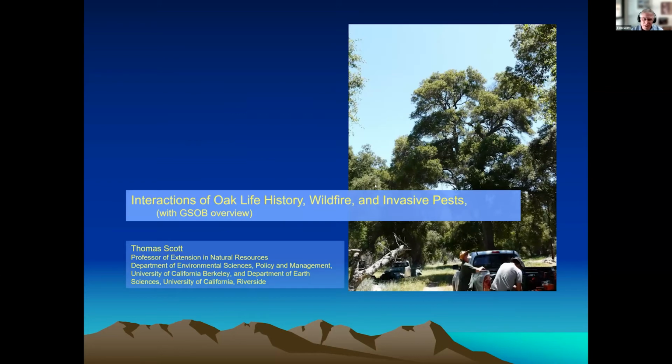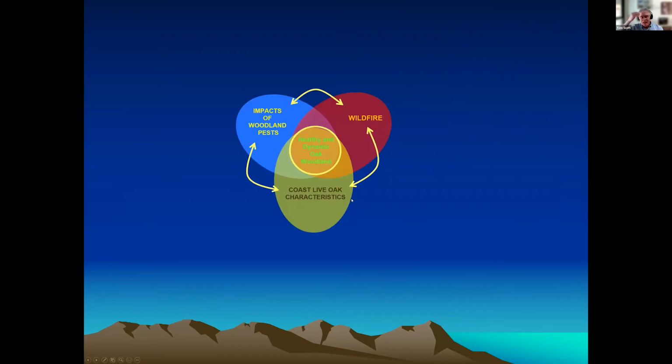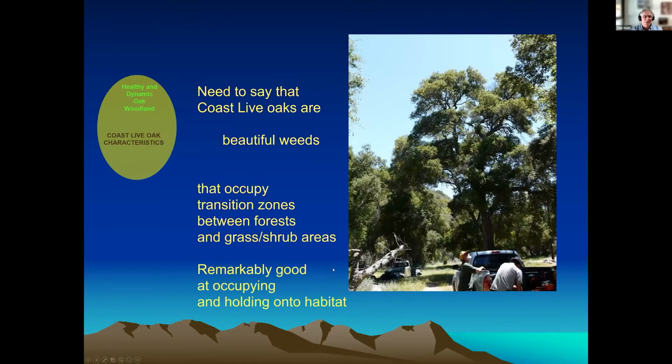Okay, so I'm going to talk today about invasive pests and wildfires, and I can't really do that without talking about oak life history as well. My feeling when I got this assignment was that when you start talking about interactions, everything kind of goes to hell, because every kind of interaction has a certain degree of intensity, and they can vary and change each other. So I want to start by talking about the characteristics of coast live oak before we go into wildfire and pests.